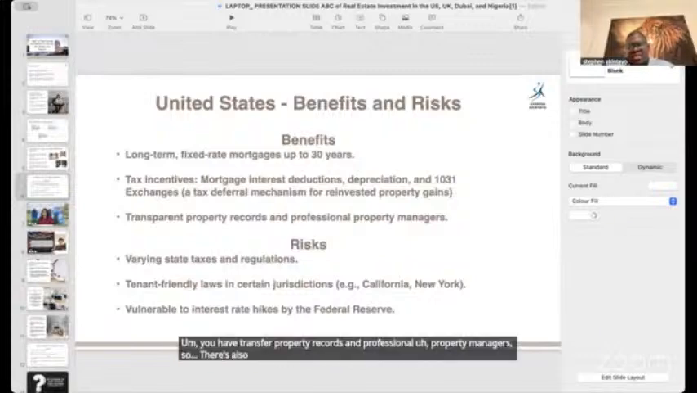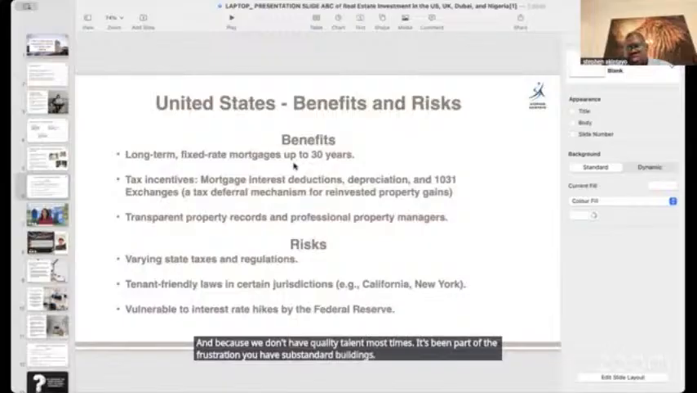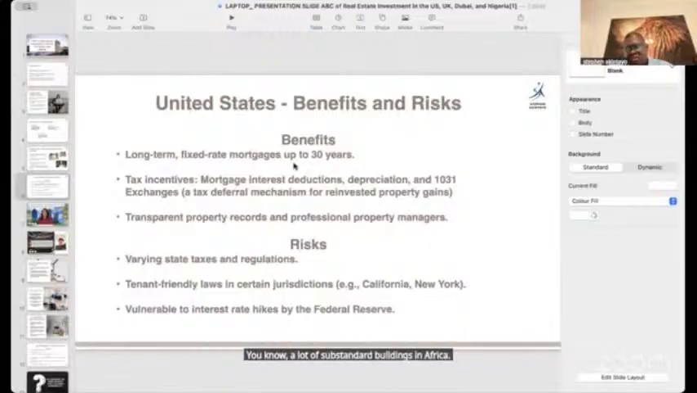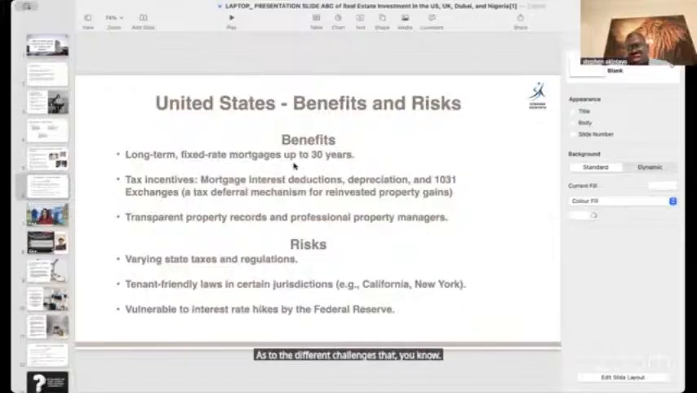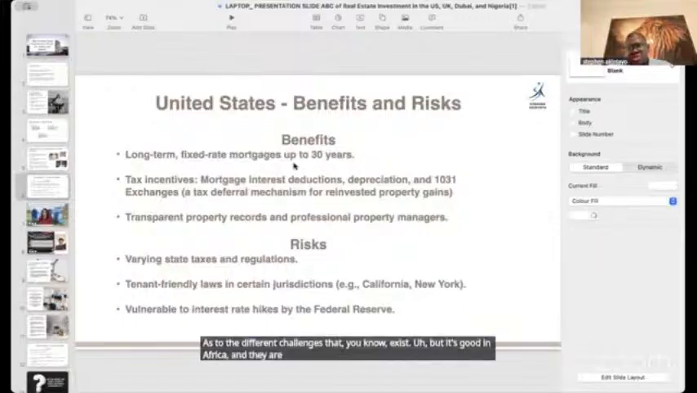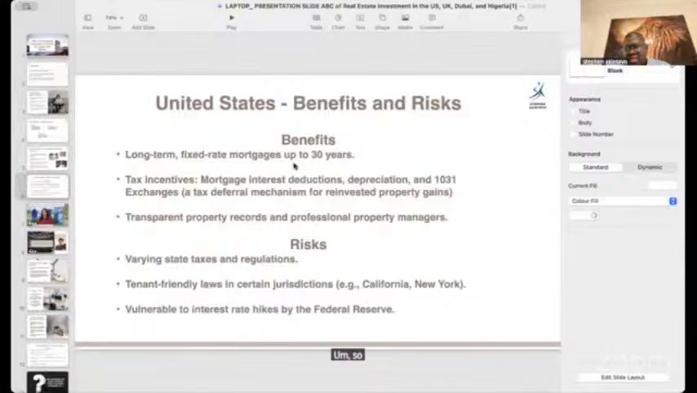There's also access to quality talent, which is one of the biggest problems we have in Africa. Africa lacks quality talent when it comes to real estate, and because we don't have quality talent, most times it's part of the frustration. You have a lot of substandard buildings in Africa. I can go on and on about the different challenges that exist, particularly in Africa, and they are largely because we don't have the right talent pool. That's a major weakness we have as a people. So that is also an advantage you have when you're dealing here.